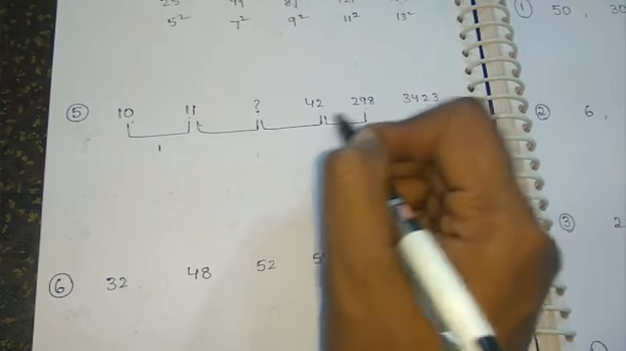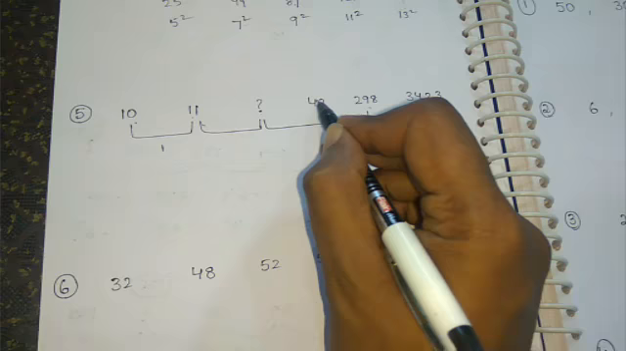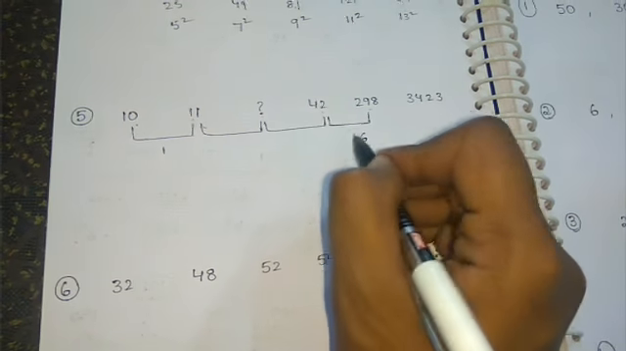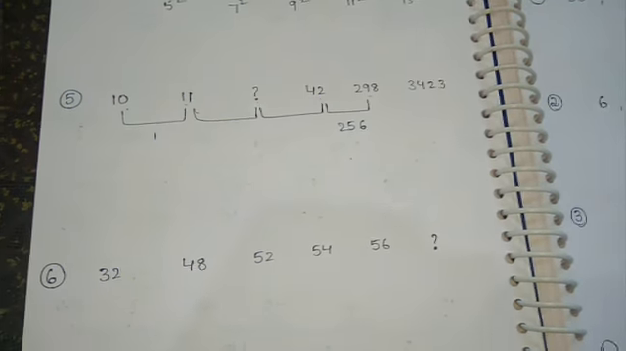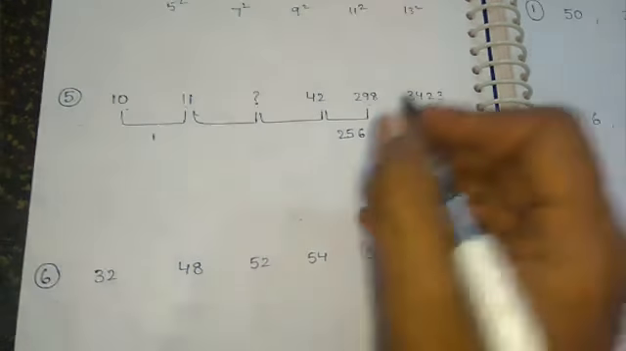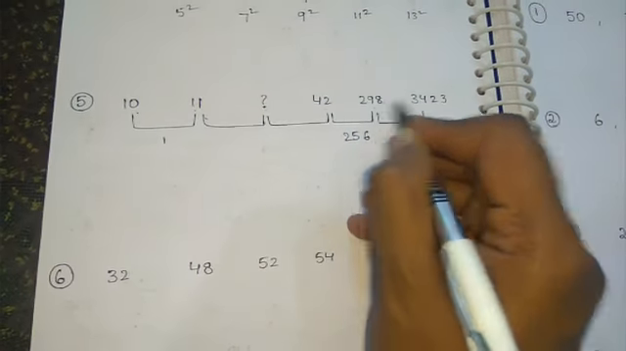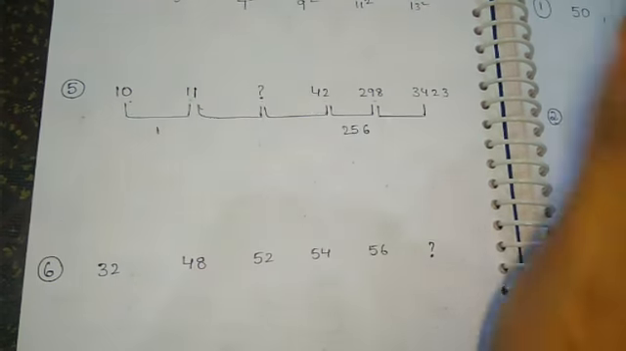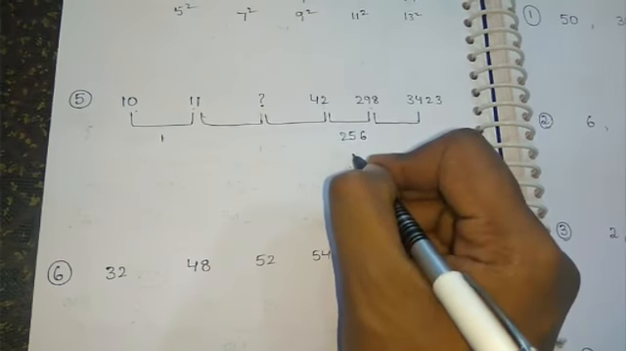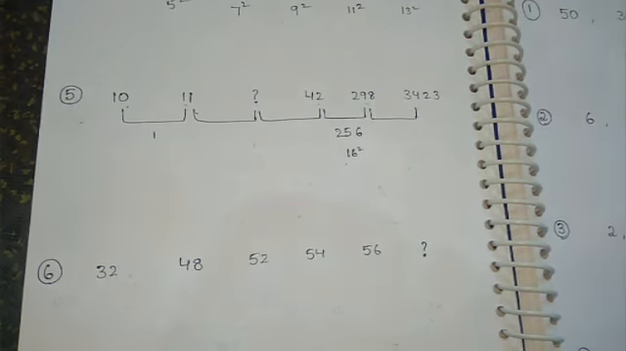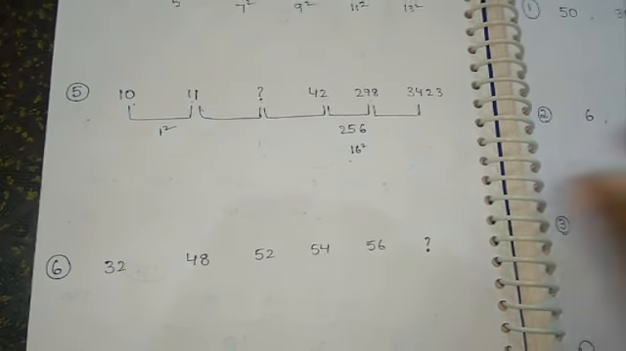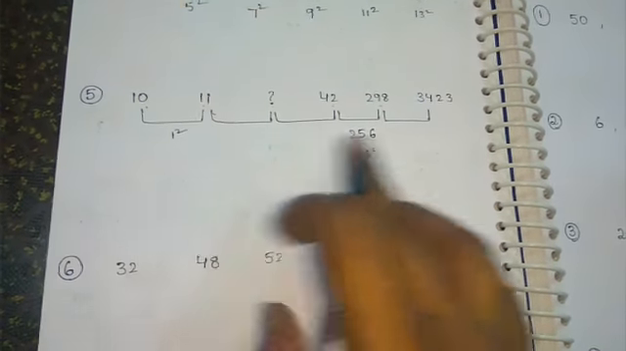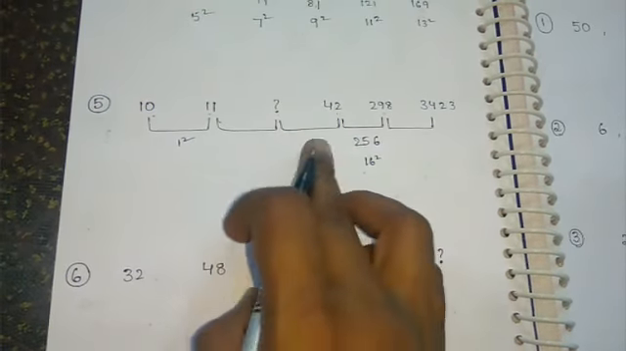And here see what is the difference? 8 minus 2, 6. 9 minus 4, 5. 256. So we got 256. So what can be 256? We can find the difference later. Okay, 256. We got 256. So what can be 256? 16 square is 256. See, if this is 16 square, we can treat this as 1 square. Okay, we can treat this as 1 square. We got 16 square. So what will be the between terms?